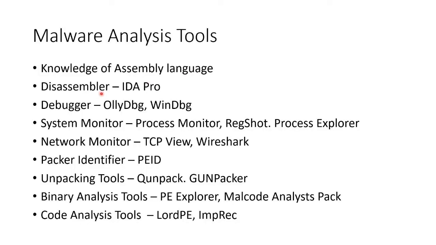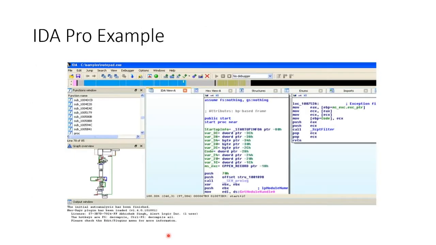There are tools. IDA Pro is a very common, venerable old disassembler. Debuggers like OllyDbg and WinDbg, these debuggers actually let you step through an application one step at a time of what it does. There are process monitors and process explorers to watch the system. There are network monitors to watch network traffic. There are packer identifiers and unpacking tools. There are tools to do binary and code analysis. Bunch of tools here that can be used for malware analysis.